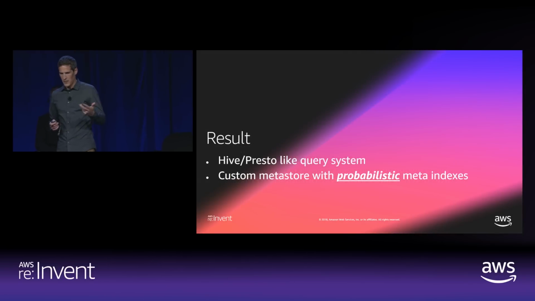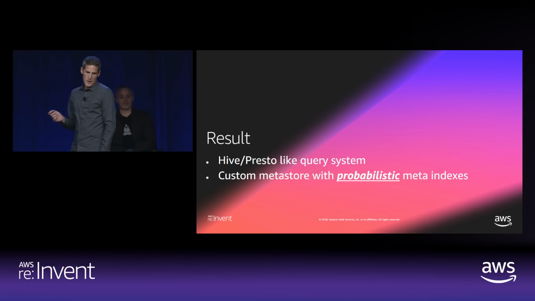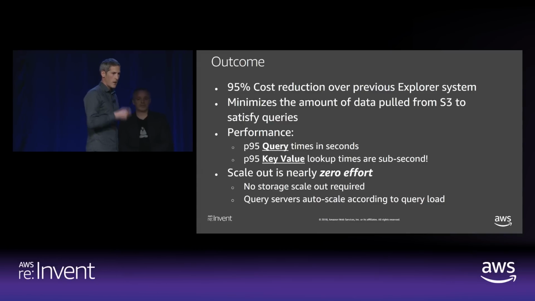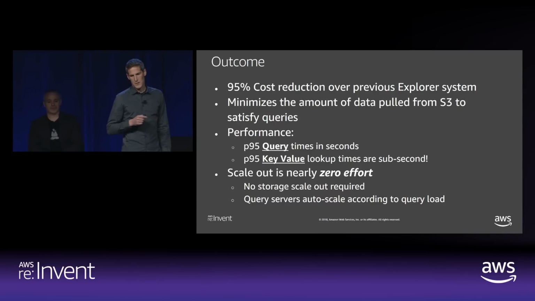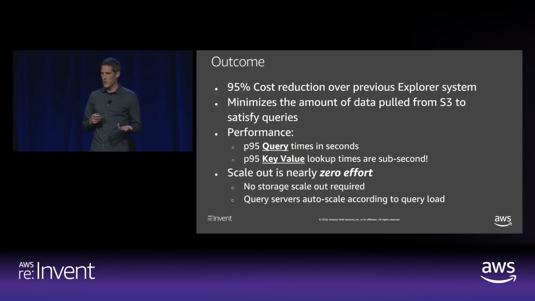The result, as I said, is a kind of Hive-like query system, but with those probabilistic meta indexes. The outcome is that we got a 95% cost reduction over the previous system, without sacrificing any real amount of performance. The reason we were able to do this is because we minimized the amount of data that these queries need to pull from S3. We're no longer scanning the entire file system, well, object store, for common queries. This led to a P95 query time in seconds, which is competitive with what DataStax had, and a key value lookup time that was sub-second.